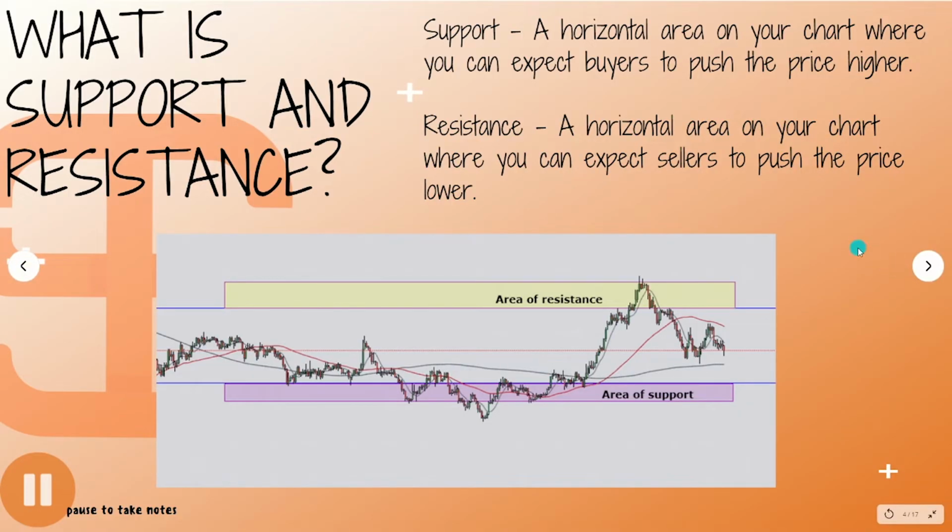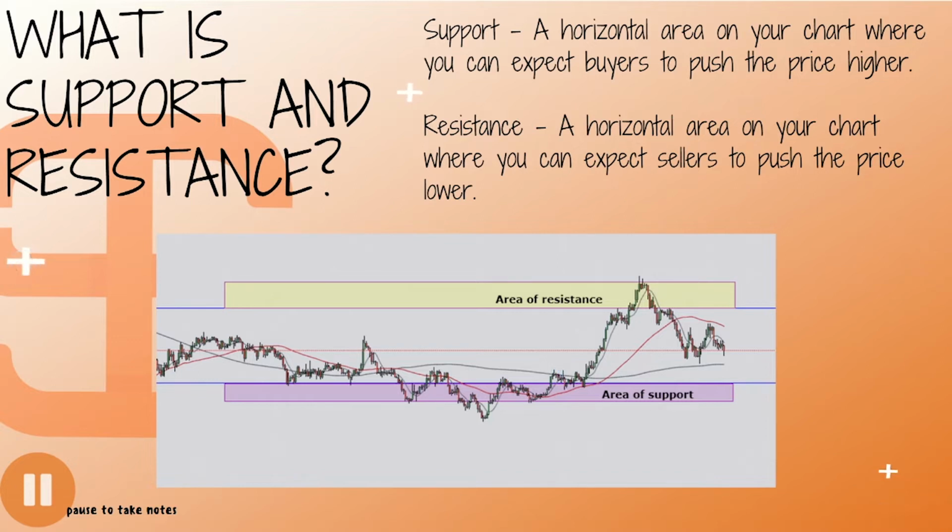So, what is support and resistance? This is important. Support is a horizontal area of your chart where you can expect buyers to push price higher. So right here, this is kind of an area of support. Price is having a hard time breaking through this area. And what this means is this is an area of importance in the market. So the buyers basically can't break this area of support here, so the market continues in the direction it was going.